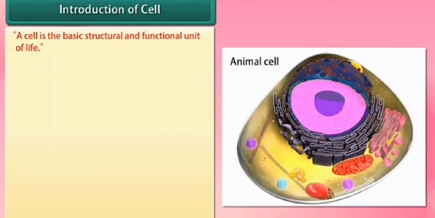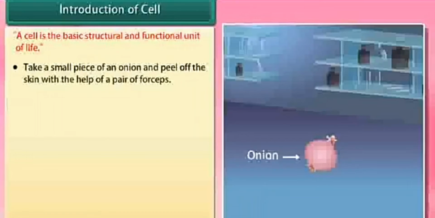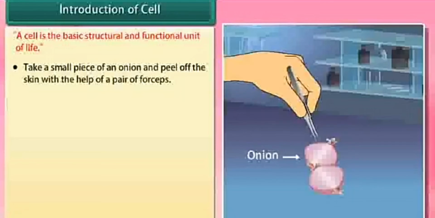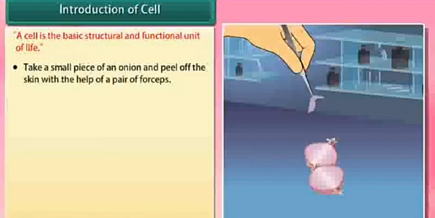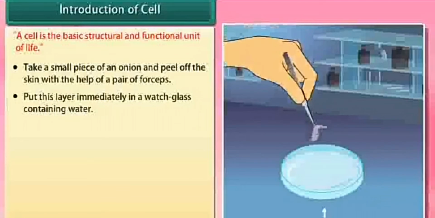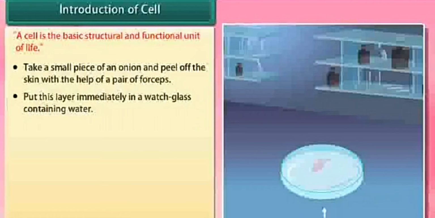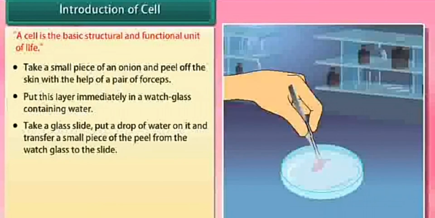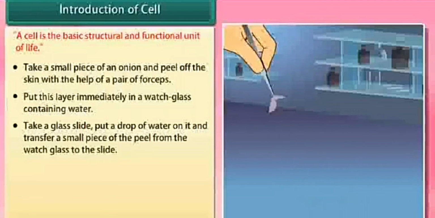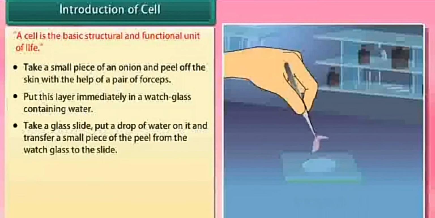Experiment. Take a small piece of an onion and peel off the skin with the help of a pair of forceps. Put this layer immediately in a watch glass containing water. Take a glass slide, put a drop of water on it, and transfer a small piece of the peel from the watch glass to the slide.